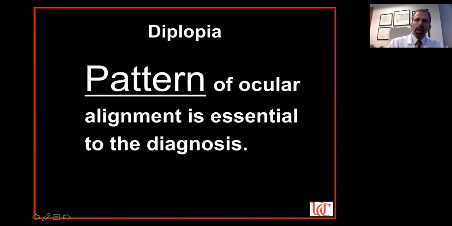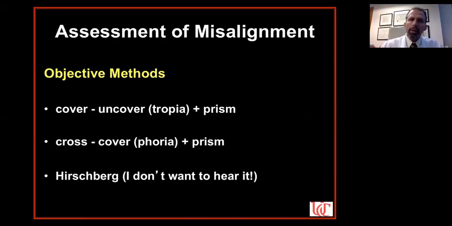And so when someone says, I have double vision, you need to know the pattern of ocular alignment. And the only way to know the pattern is to measure it in some way. Fortunately, our measurement methods are really simple and do not require a lot of technology. And the gold standards are the cover-uncover and the cross-cover testing.